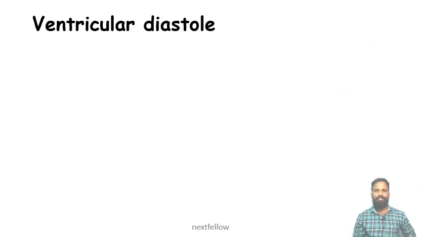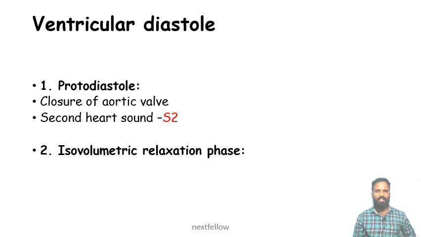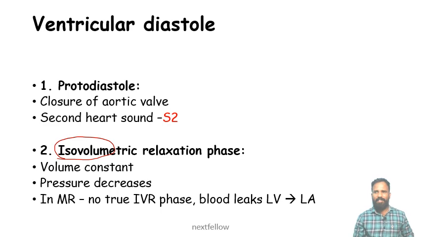Ventricular diastole. The first event in ventricular diastole is protodiastole. It's the beginning of diastole and it leads to the closure of the aortic valve, which makes which sound? The second heart sound. Coming to the isovolumetric relaxation phase, the pressure is lowered to less than that of the atria, as the ventricle is relaxing in a closed chamber. So same volume, pressure decreased. In mitral regurgitation, there is no true isovolumetric relaxation phase because blood is leaking from the ventricle to the atria, so there is no completely closed chamber.